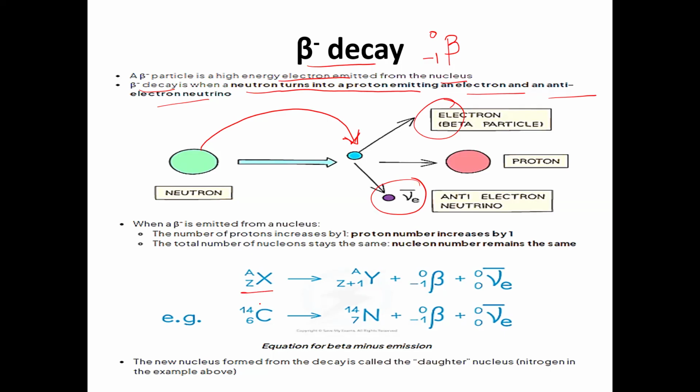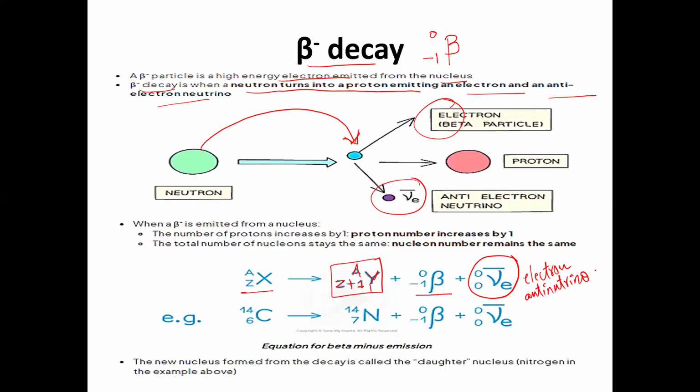So let's say we are having an element X which undergoes a beta negative decay. The daughter product, the resulting element, will have the same nucleon number, and its proton number will be increased by 1, and with that there is a formation of electron anti-neutrino. There's going to be a production of electron anti-neutrino.